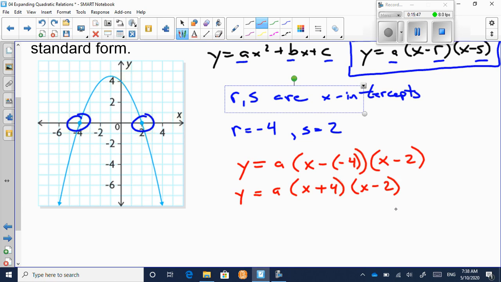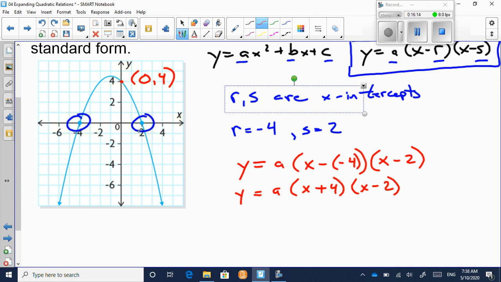But what's the a? Well, remember what we said at the end of last lesson is if I could just sub a point in there, then I could get my a. Just like in grade 9, we could sub a point in to get our b. Well, I can quickly see that this point right here, which is (0, 4), is a point.